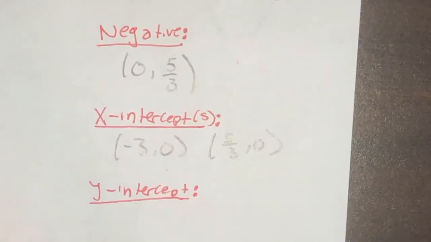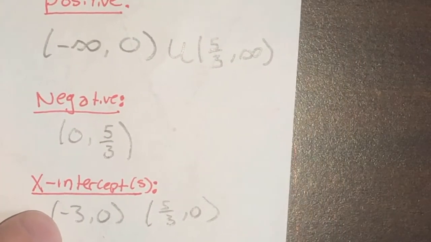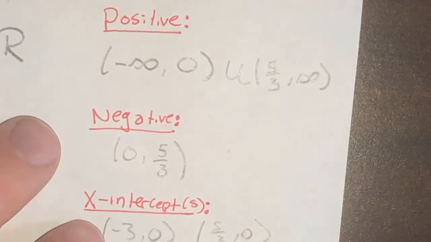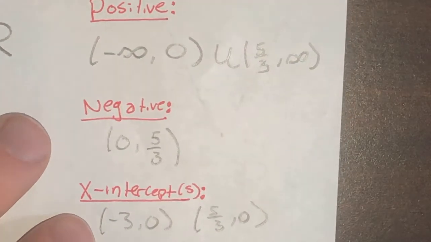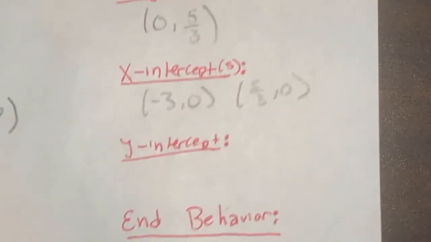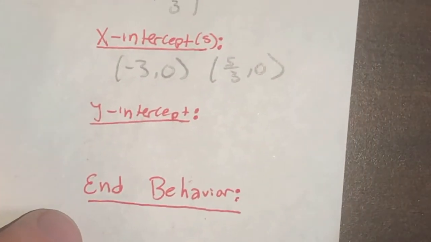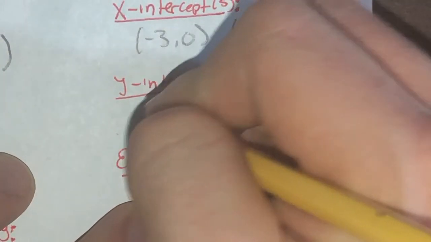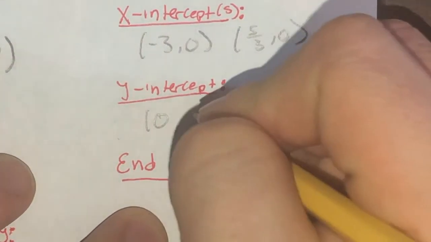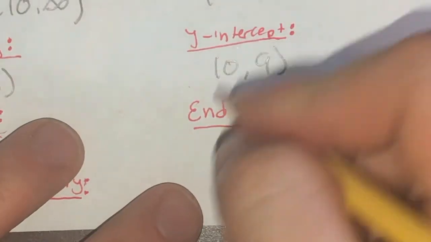I almost recommend, if you want to actually get your x-intercepts first, you might find it's really helpful for finding your y and your positive and negatives. Because again, notice how the 5/3 is going to show up there. And your -3 actually shows up in your increasing and decreasing. So there's a lot of these things that tie in. All right, y-intercepts. We have 1. When you plug in 0, you get 9. All right, finally, end behavior. This one's tricky.